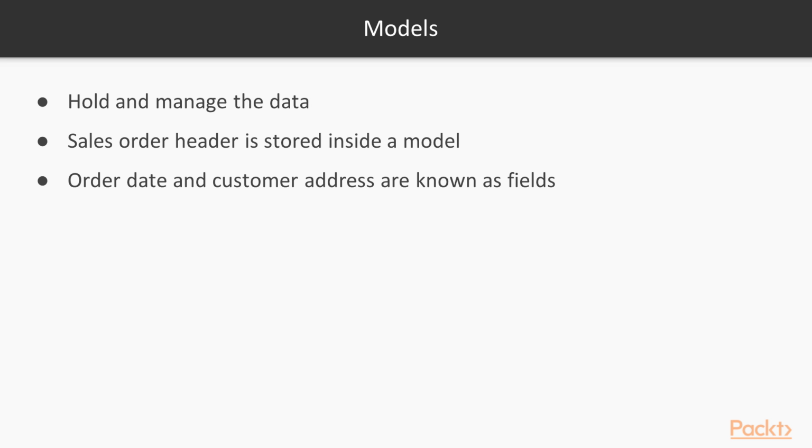The first component of Odoo is models. In the Odoo framework, models are what hold and manage the data that make up your Odoo application. When you save a sales order in Odoo, the data for the sales order header is stored inside a model appropriately named sale.order. Individual data items such as order date and customer address are known as fields.